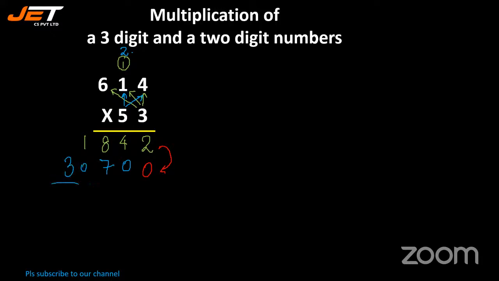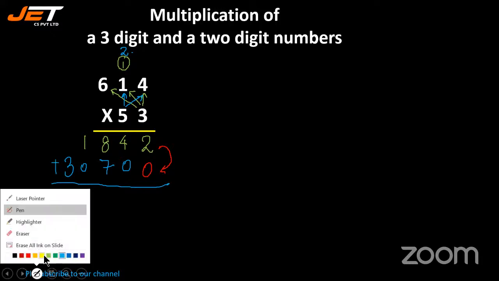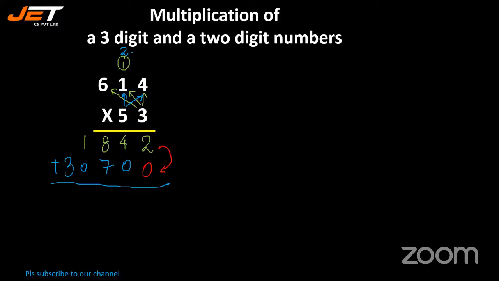Okay. Now I'm going to add it. But before we add it, let's quickly check our answer. Let's quickly check how we have done it. So 3 times 4 is 12. 1 here, 2 here. 3 times 1 is 3 plus 1, 4. 3 times 6 is 18. Right? Now we have moved to the next line. When you move to the next line, you have to put 1, 0.